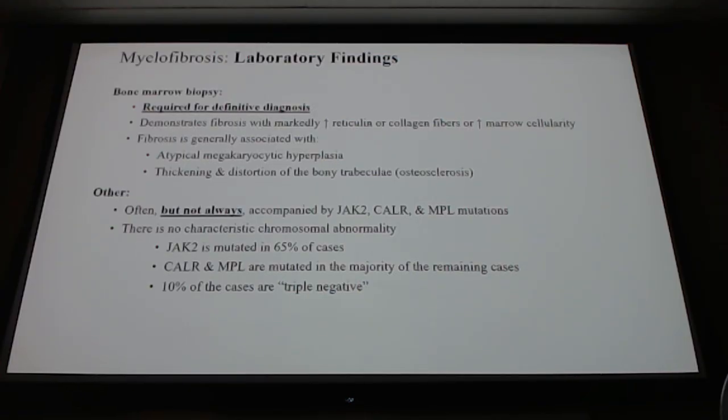So myelofibrosis, myelo being the marrow, right? It demonstrates fibrosis with markedly increased reticulin or collagen fibers or marrow cellularity, right? We talked about those megakaryocytes causing the increased collagen, increasing the fibrosis, destruction of that healthy tissue. And then others, not always, are going to be accompanied by those mutations that we talked about, right? So those tyrosine kinase, the on switches.